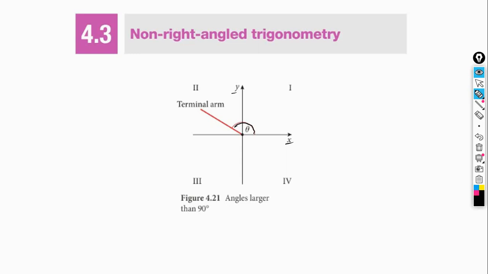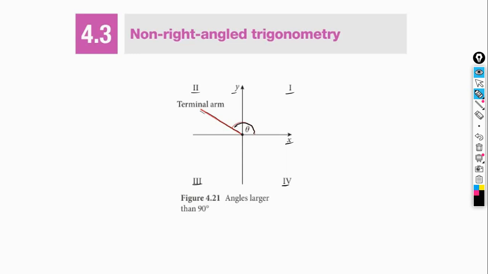And notice that each quadrant is also denoted here. This is quadrant 1, this is quadrant 2, quadrant 3, and quadrant 4. It denotes the 4 parts in which the Cartesian plane can be divided. And also notice that they are counted from right to left, in other words, counterclockwise. This red line is what's known as the terminal arm. That means where the angle ends.